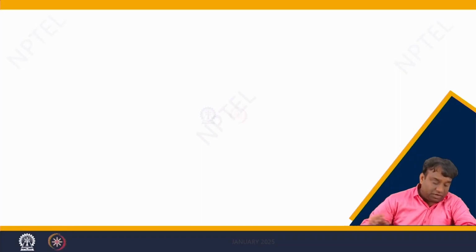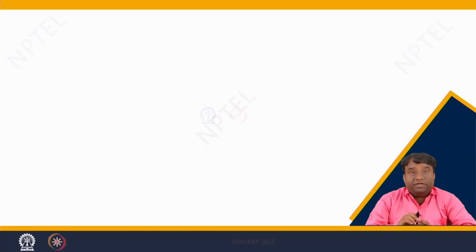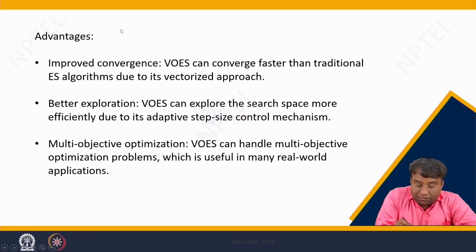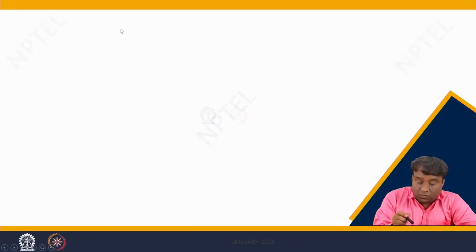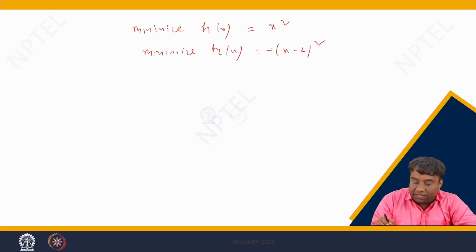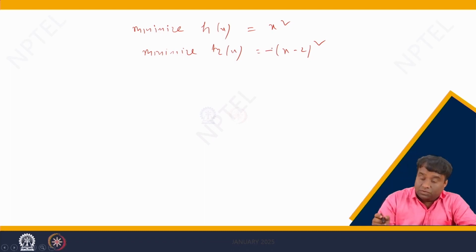Now let us try to understand one example. Suppose we have a minimization problem. Minimize f1(x) equal to x square. Minimize f2(x) equal to (x minus 2) whole square. Keep a minus sign, so that it is basically maximizing f2(x).